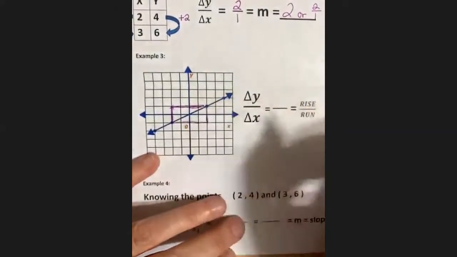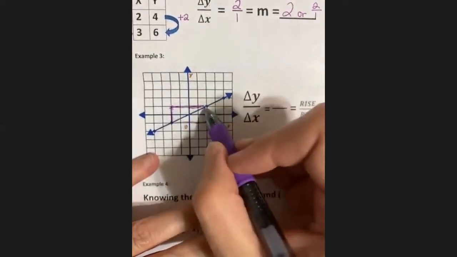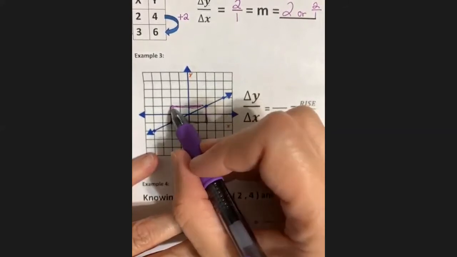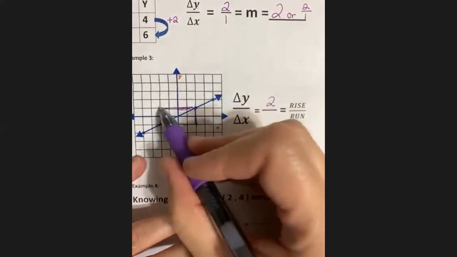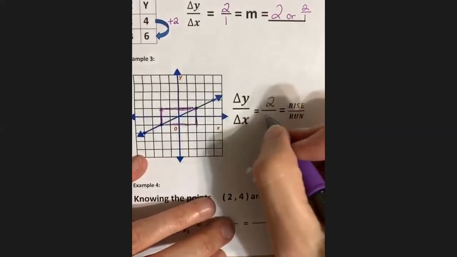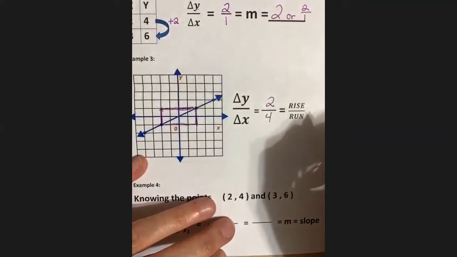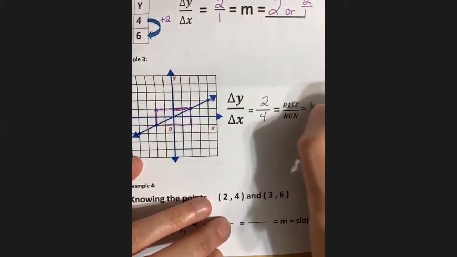And honestly, it doesn't matter. Just remember that you're going to rise and then run. So if I go from here to here, I'm going to rise 1, 2. So I'm going to rise 2. And then I'm going to run 1, 2, 3, 4. That's my x change. And so that'd be 2 over 4, which actually reduces down to 1 over 2.